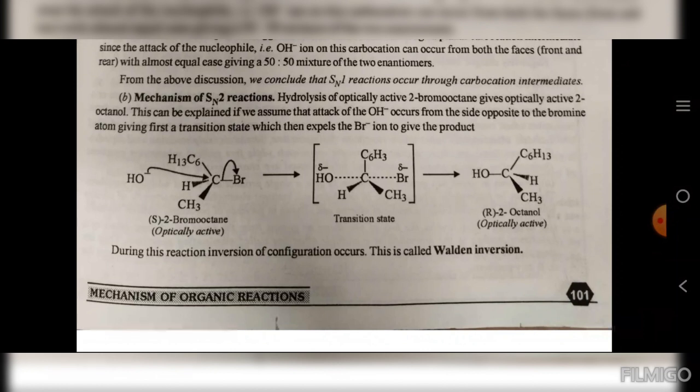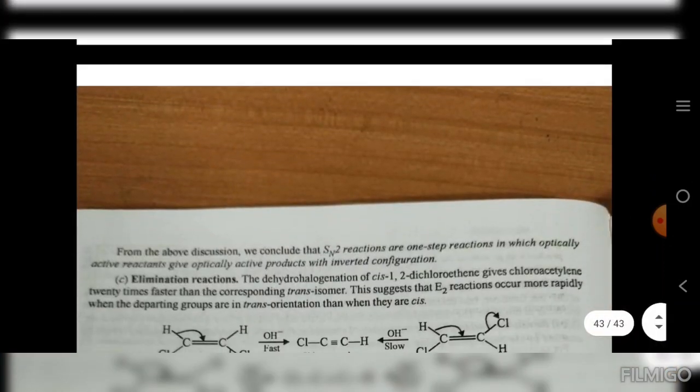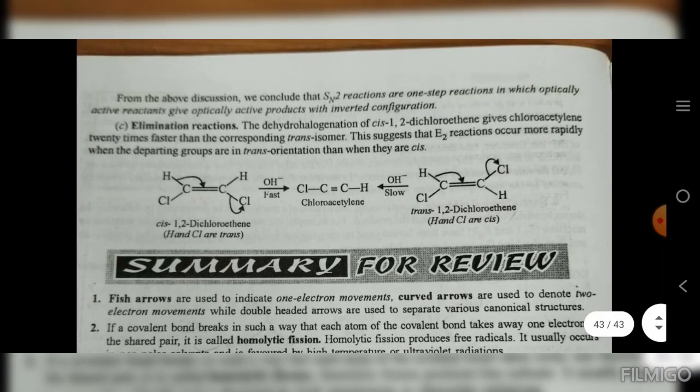Mechanism of SN2 reactions. Hydrolysis of optically active 2-bromooctane gives optically active 2-octanol. This can be explained if we assume that attack of the OH- occurs from the side opposite to the bromine atom, giving first a transition state which then expels the Br- ion to give the product. During this reaction, inversion of configuration occurs. This is called Walden inversion. From the above discussion, we conclude that SN2 reactions are one-step reactions in which optically active reactants give optically active products with inverted configuration.